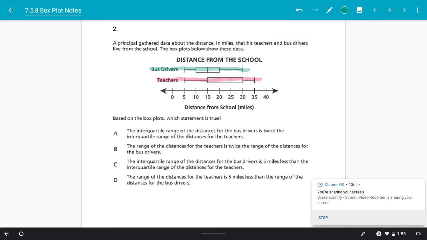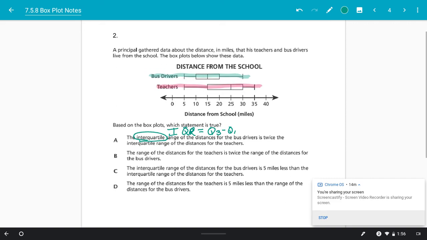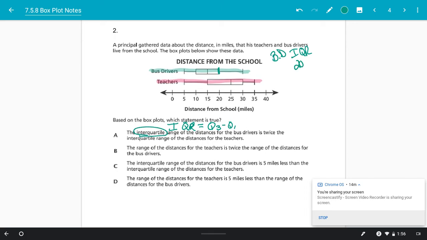So let's see if we can go through and maybe eliminate some answers. So the first one's talking about the interquartile range. And so we remember that the interquartile range can be calculated by doing Q3 minus Q1. So the bus driver interquartile range, I can do the Q3, which is this point right here, which is 20, minus Q1, which is this point right here, giving us 10.